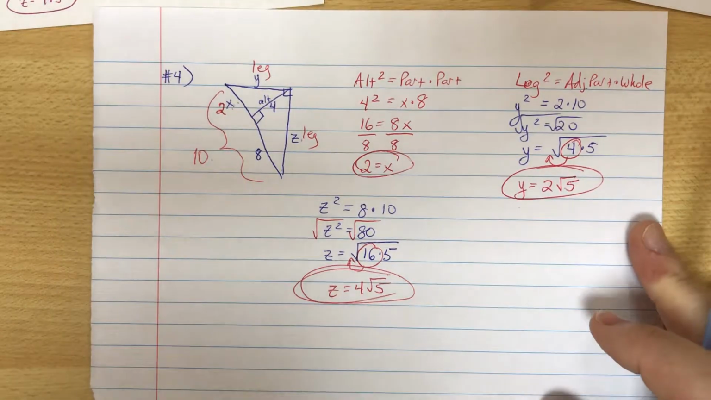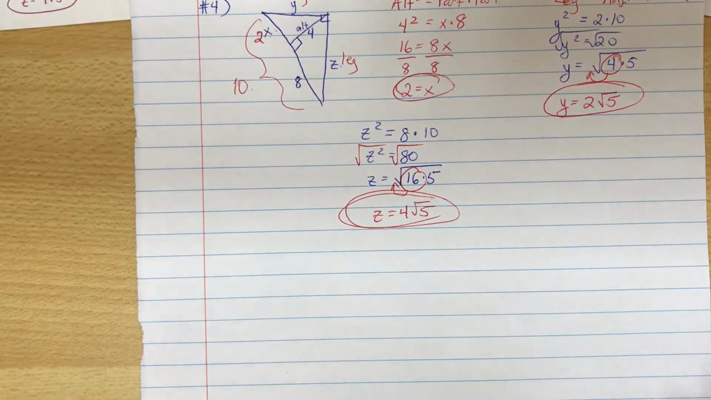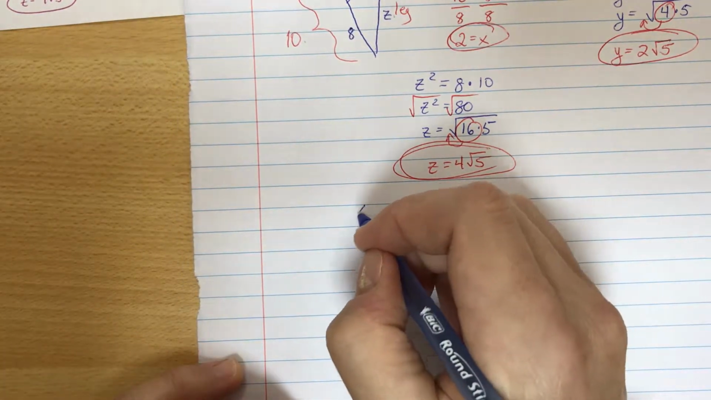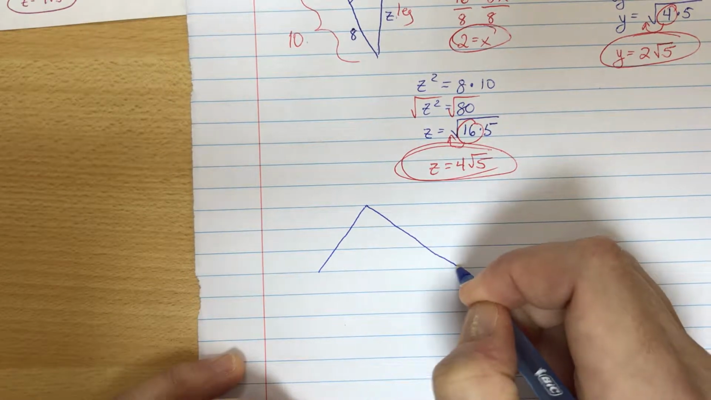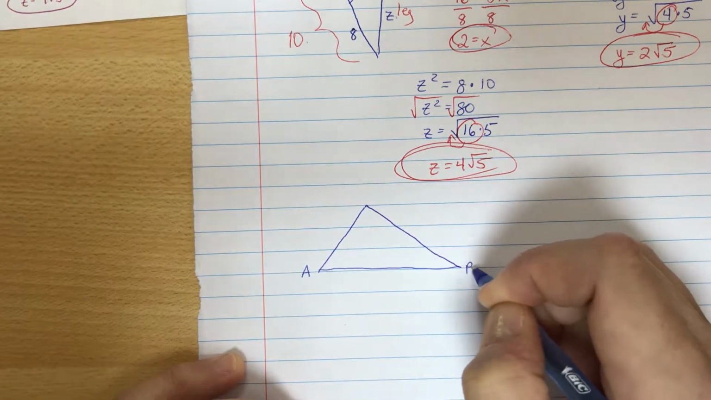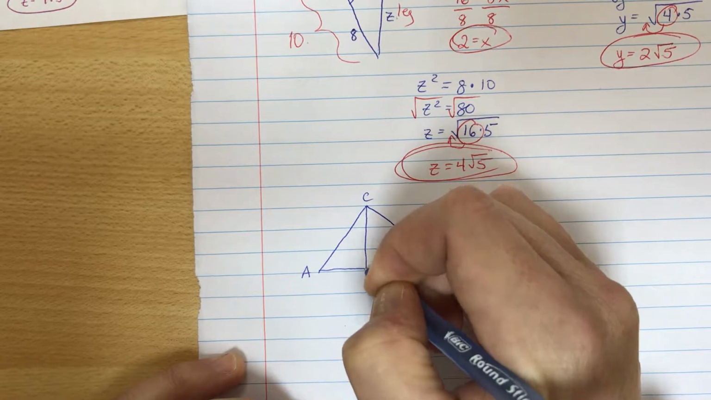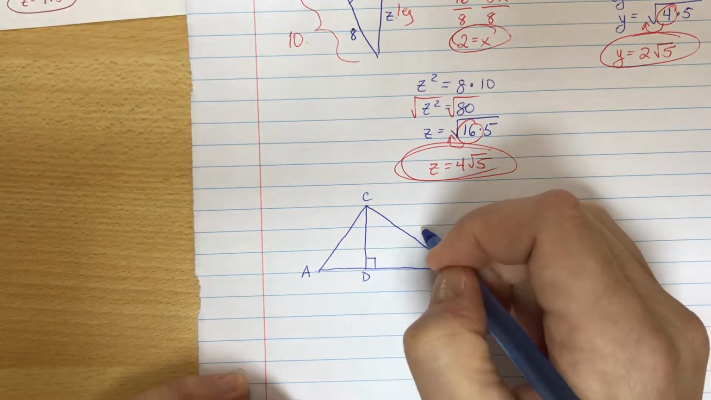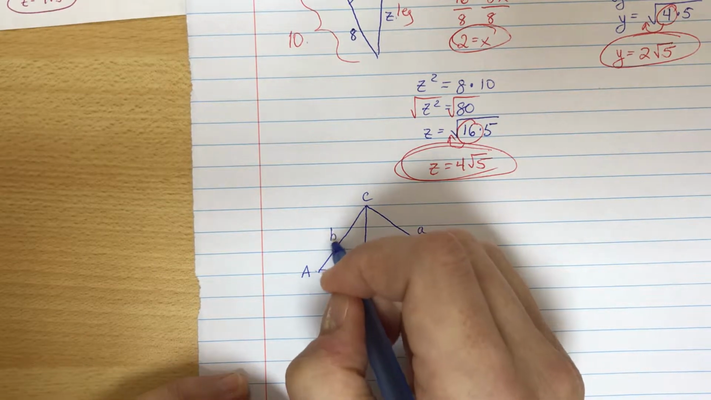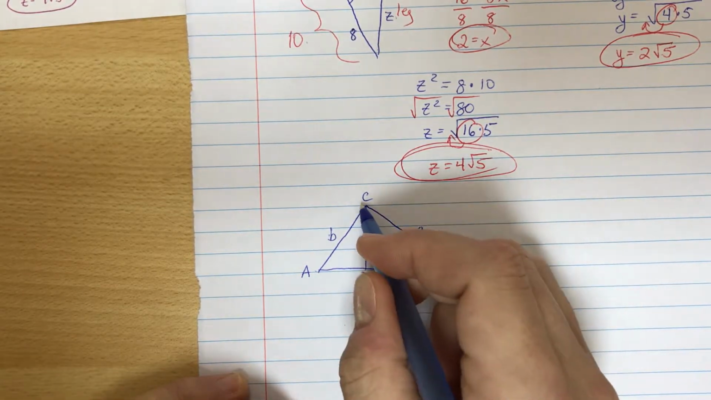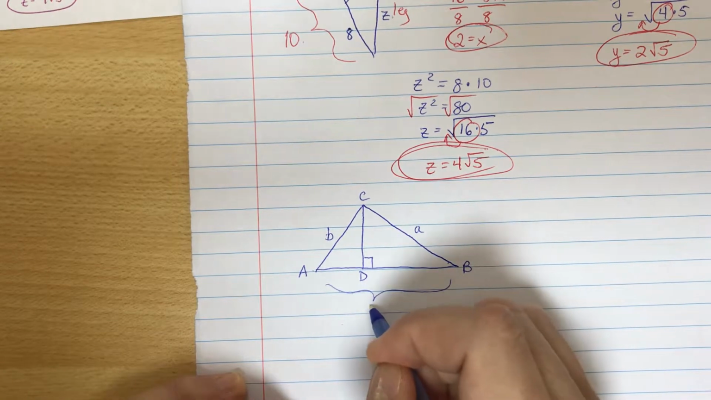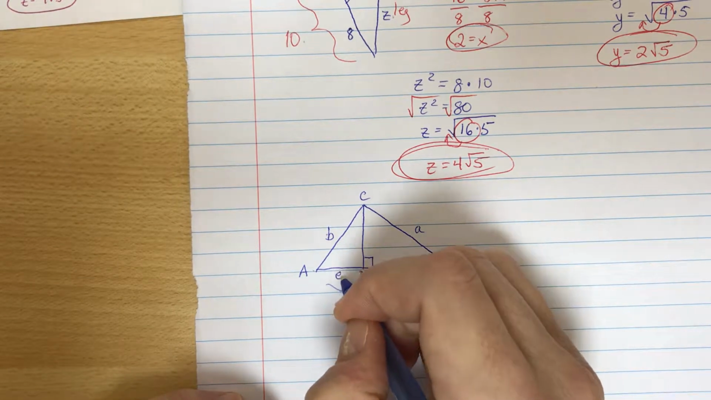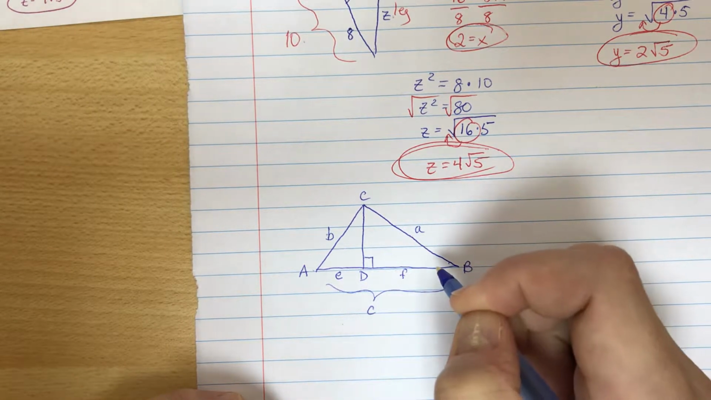Now, that was the last example, but I want to show you one more thing here. And to do that, I'm going to go back to our original picture. A, B, C. Here was D. Opposite angle A, this is little a. Opposite angle B, this is little b. Those are the lengths. Now opposite angle C, the whole hypotenuse, is little c. And I'm going to call the other two parts E and F.